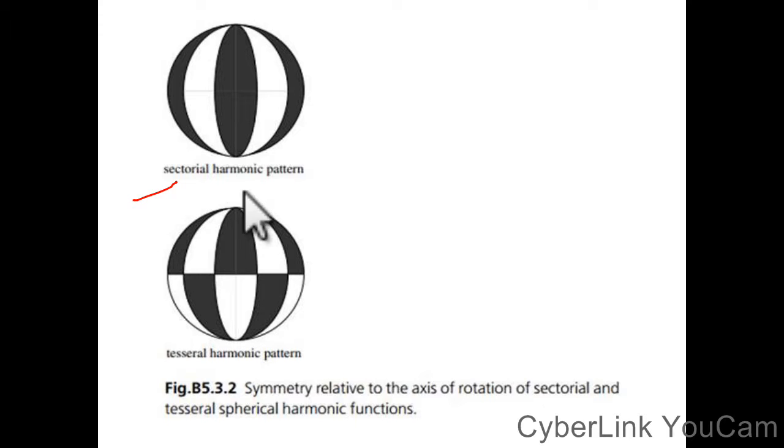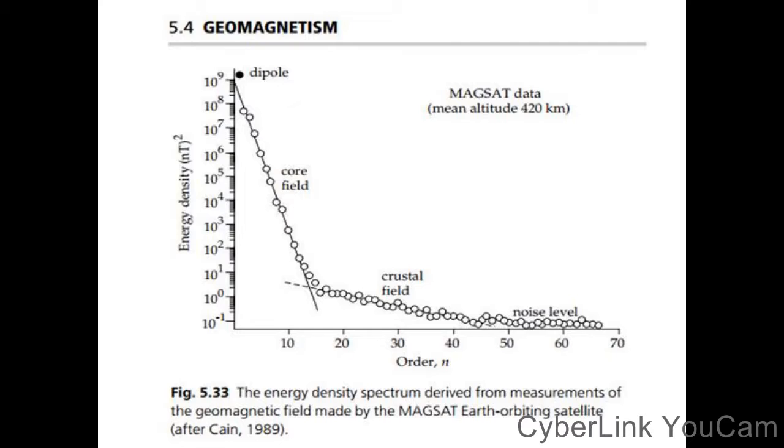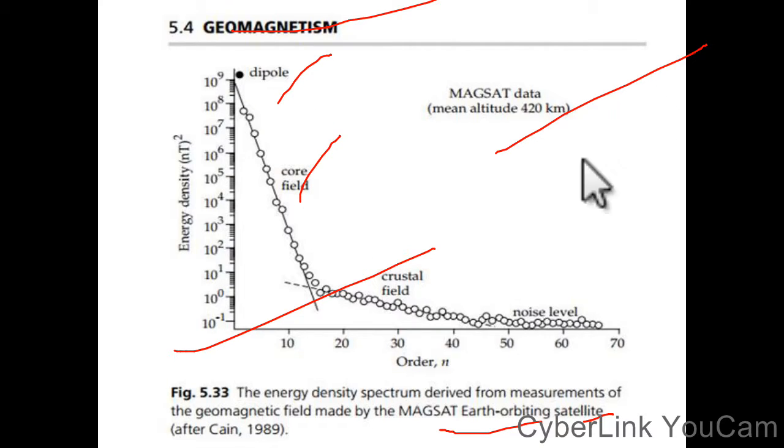It is the sectoral harmonic pattern, symmetry relative to the axis of rotation, sectoral and tesseral spherical harmonic functions. And it is geomagnetism. The diagram represents the energy density spectrum derived from measurement of the geomagnetic field by the MAGSAT Earth orbiting satellite. Core field, dipole, MAGSAT data, crustal fields, noise field.